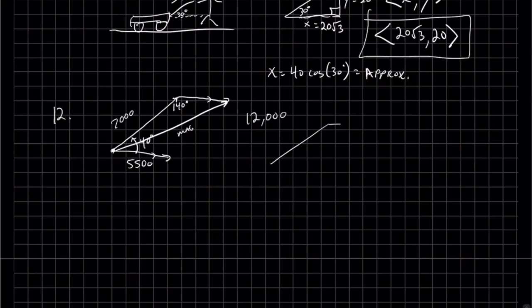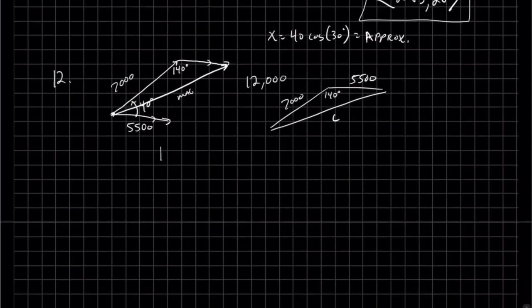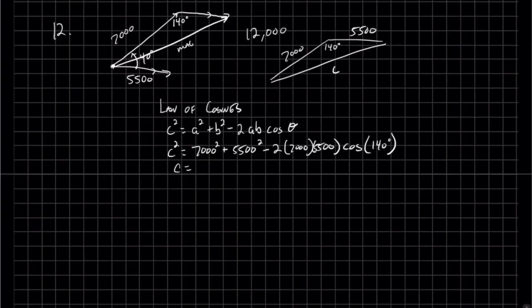So basically what I have here is a triangle where I know two sides. This one's 5,500, and the included angle, and I want to find this other side here. We'll call that C. That is the law of cosines. C is approximately 11,757.36. So that is not greater than the 12,000, so not enough force to get the stump out.